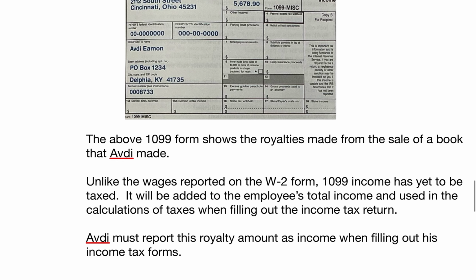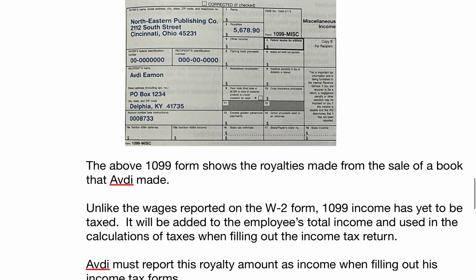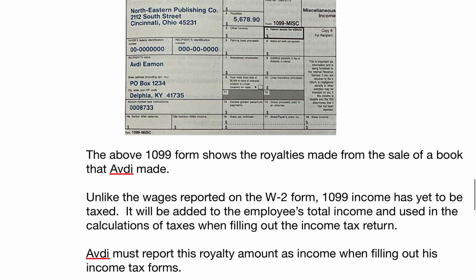Okay, so we've covered the W-2 and 1099 form. I didn't show you an example of the pay stub, but we kind of talked about it. Hopefully this made sense to you.